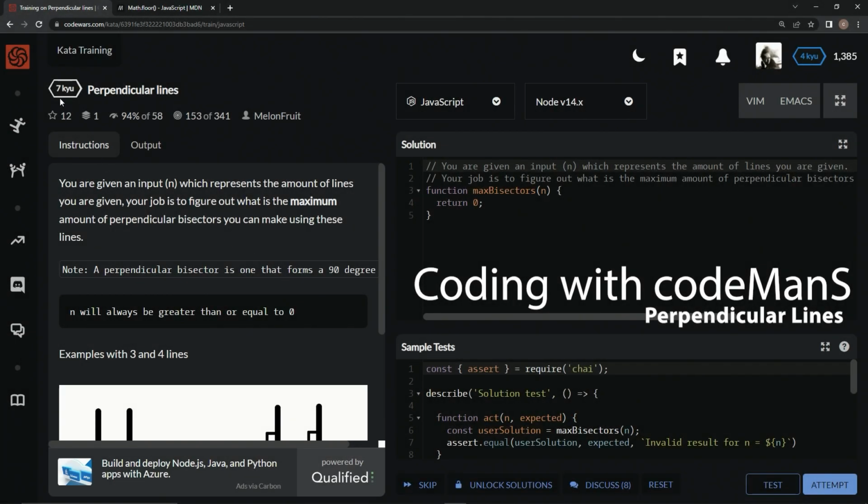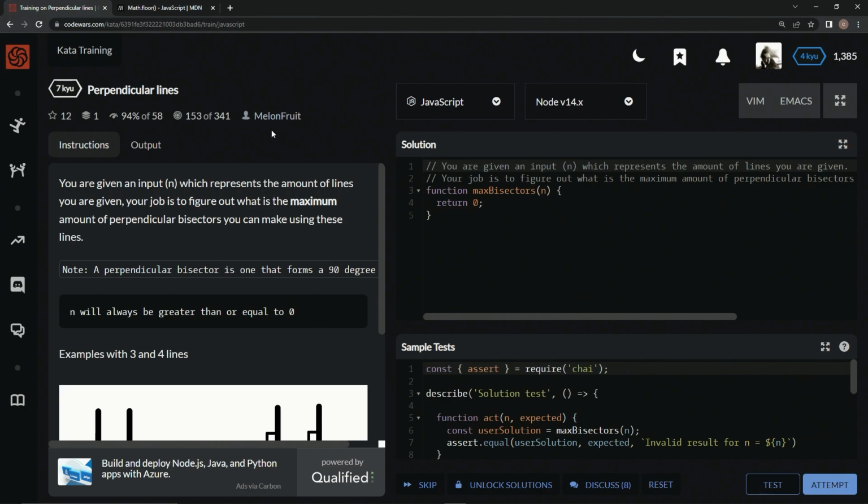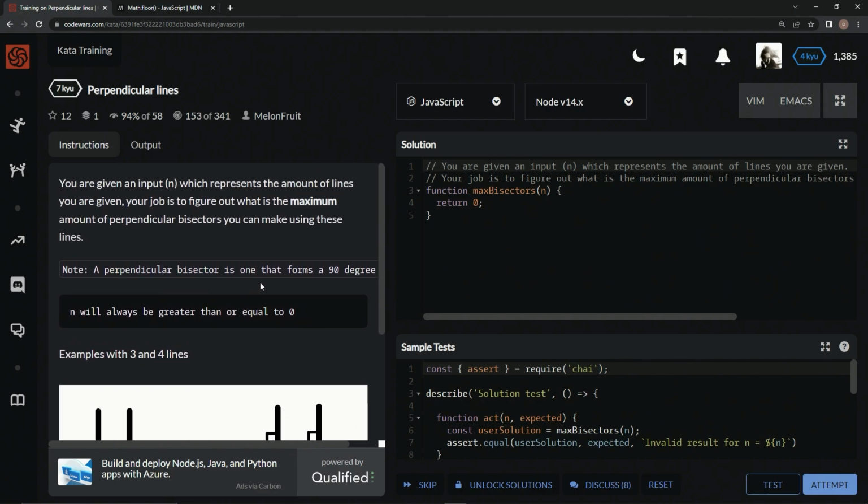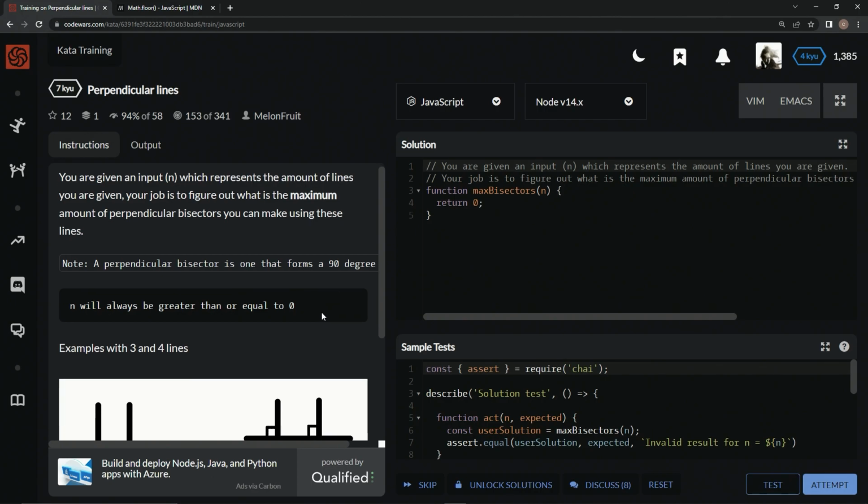Alright, now we're doing 7Q perpendicular lines. This is by Melon Fruit, and 94% of the people like it. So we're given an input n, which represents the amount of lines that we're given, and our job is to figure out what is the maximum amount of perpendicular bisectors we can make using these lines, right? And so a perpendicular bisector, if you don't know, is one that forms 90 degrees.